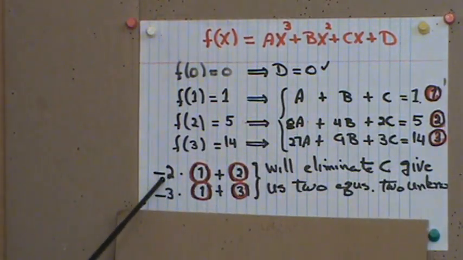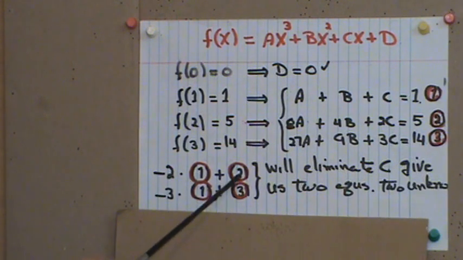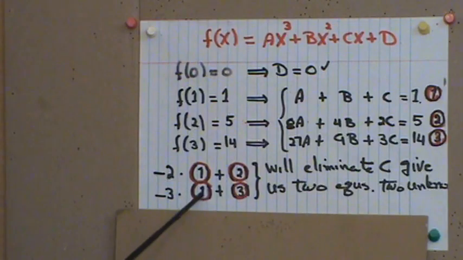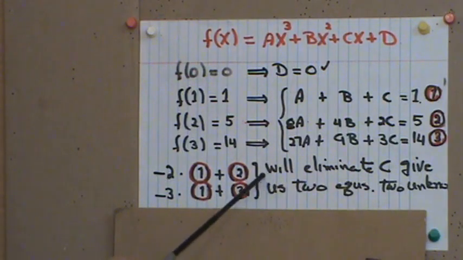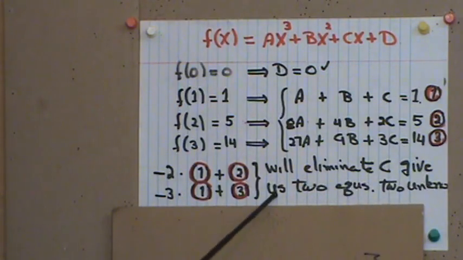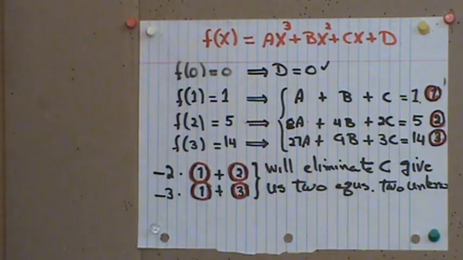I multiply -2 by equation 1, add to equation 2, and I do -3 times equation 1, add to equation 3. By doing that, I eliminate c. So that gives me 2 equations with 2 unknowns. Let me now go through those 2 equations. So I have put that one in writing.